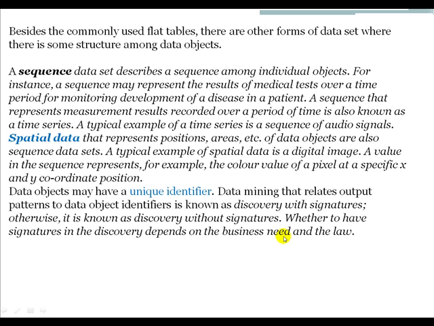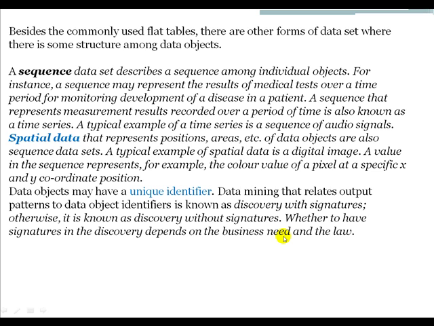Spatial data represents positions. So spatial data might show the x, y, and z coordinates of something. The positions, areas, etc. of data objects are also sequence data sets. A typical example of spatial data is a digital image.